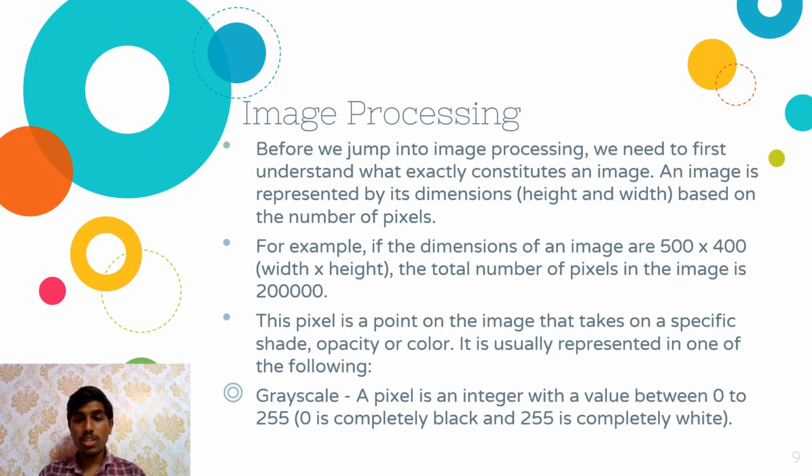It is usually represented in one of the following. Grayscale. A pixel is an integer with a value between 0 to 255. 0 is completely black and 255 is completely white. In between these 0 to 255, all the colors exist and vary.